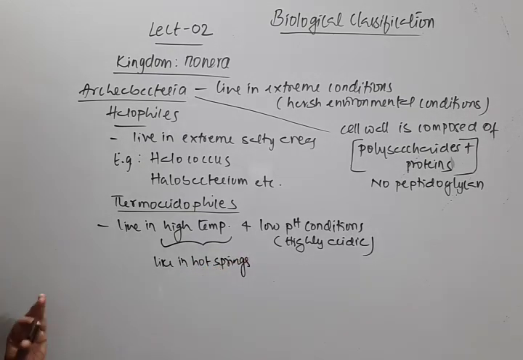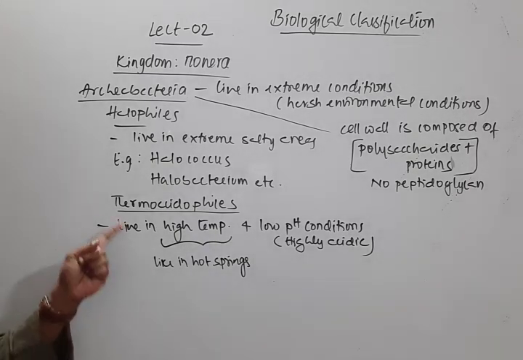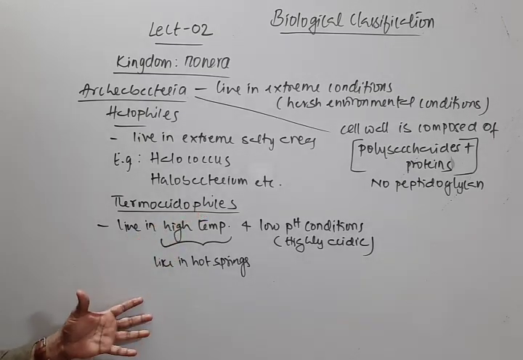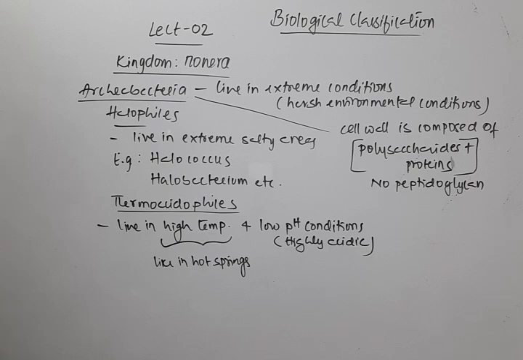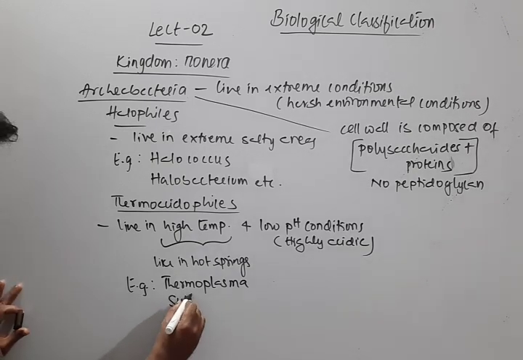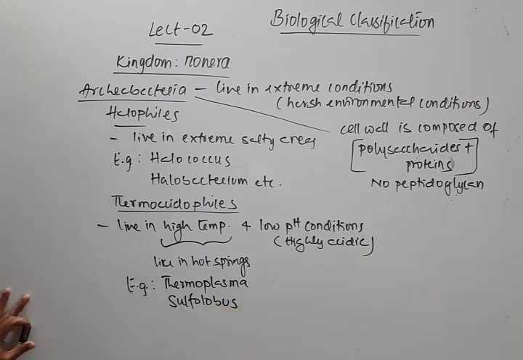In hot springs around 100 degrees Celsius, you will see these organisms growing. That is why they are called thermoacidophiles, those who like the temperature and also acidic conditions. Examples of this include thermoplasma and sulfolobus.